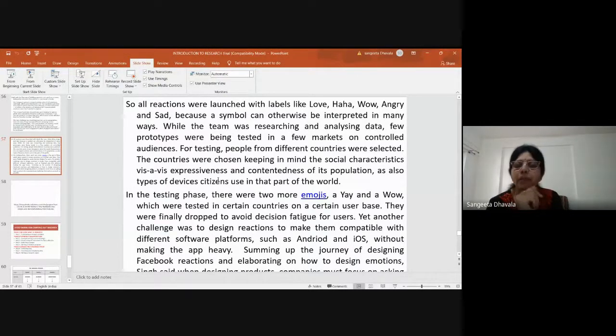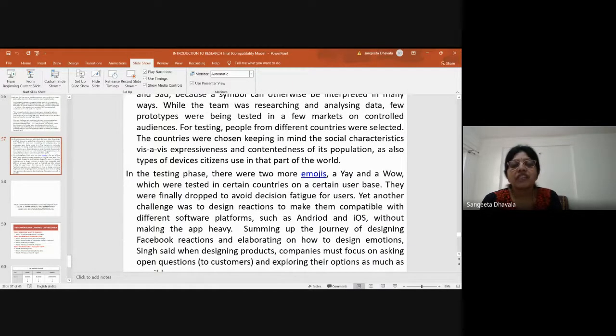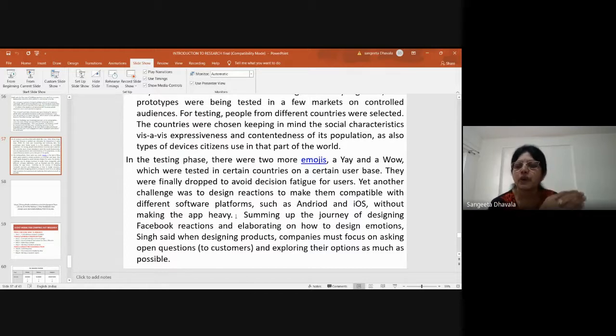So, what happened during the testing phase? There were two more emojis, a yay and a wow, which were tested in certain countries on a certain user base. They were finally dropped to avoid decision fatigue for users. Yet another challenge was to design reactions to make them compatible with different software platforms such as Android and iOS without making the app heavy.